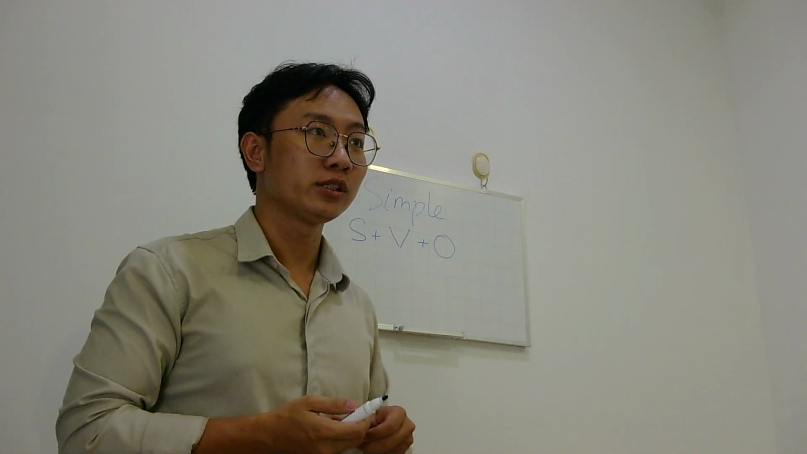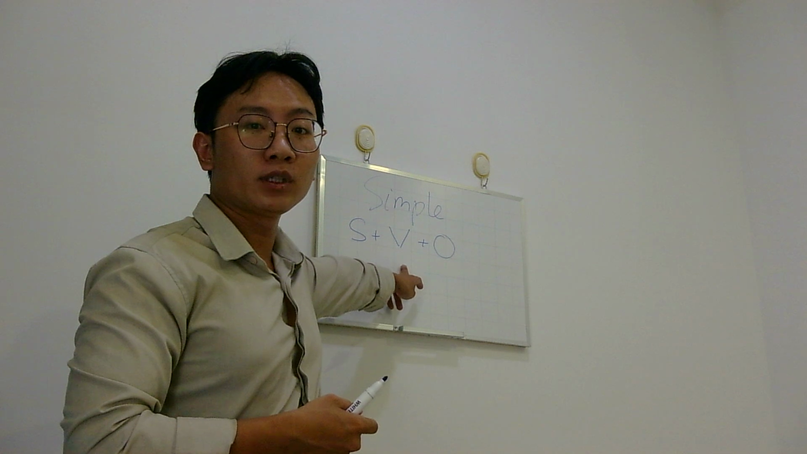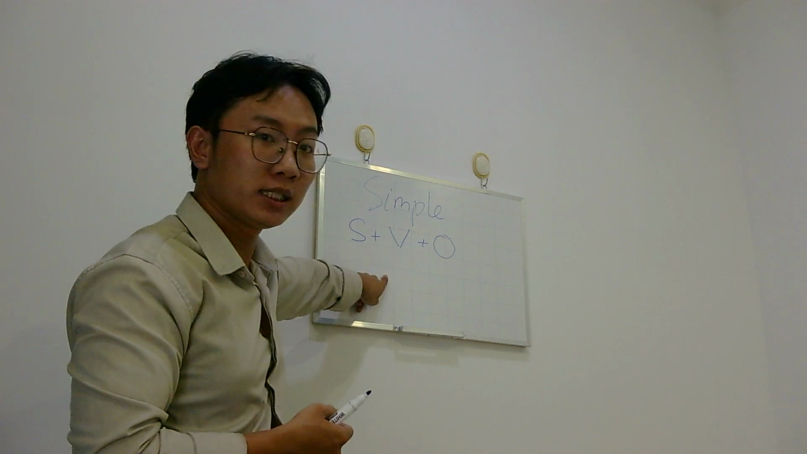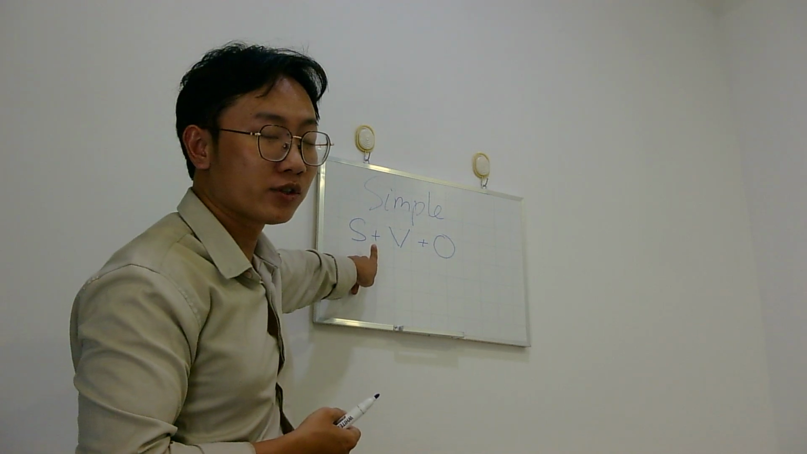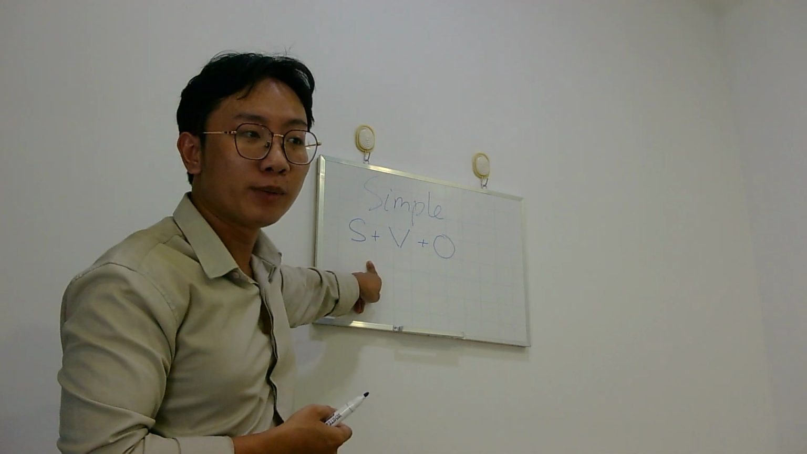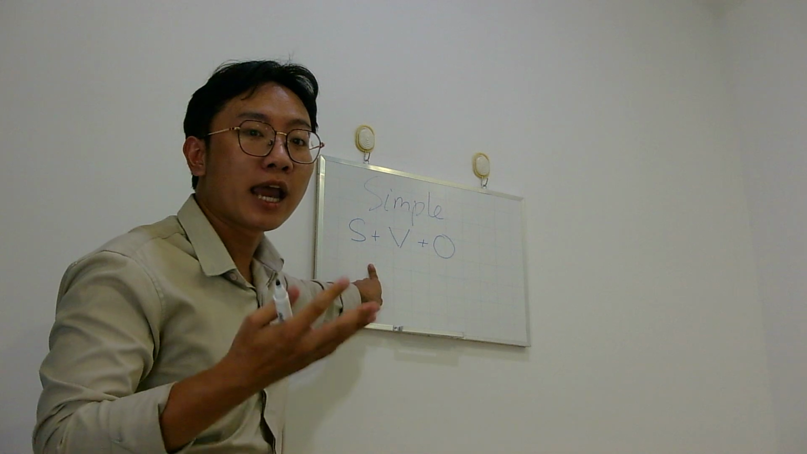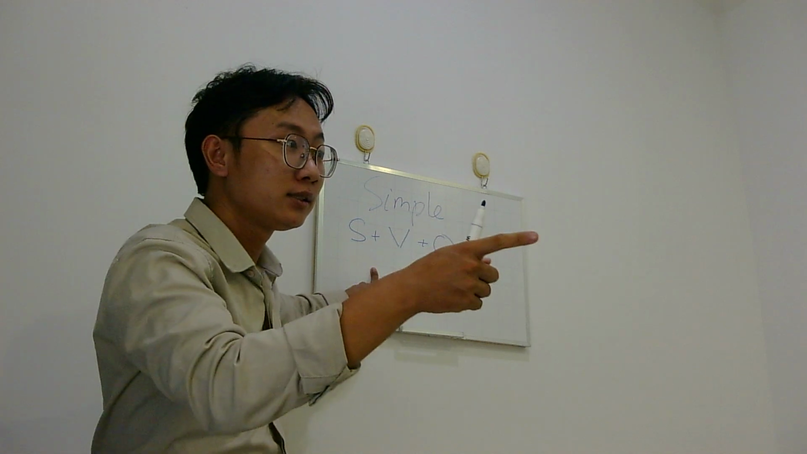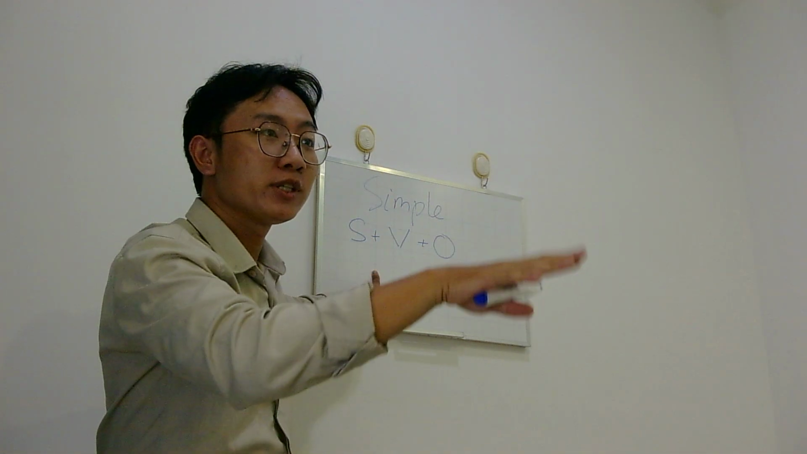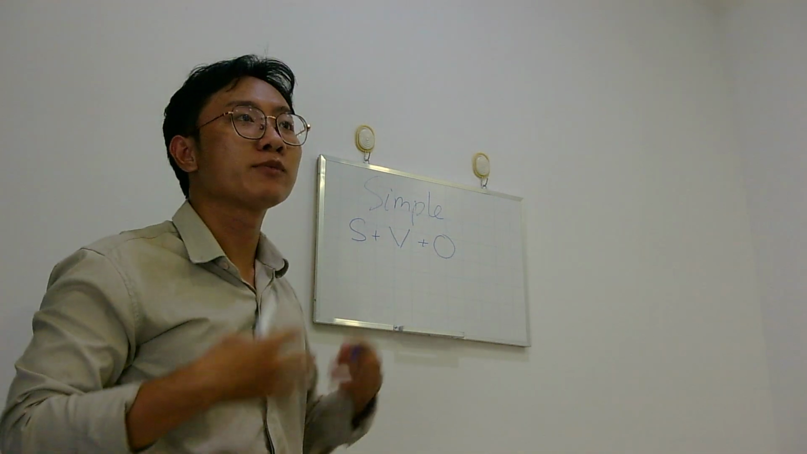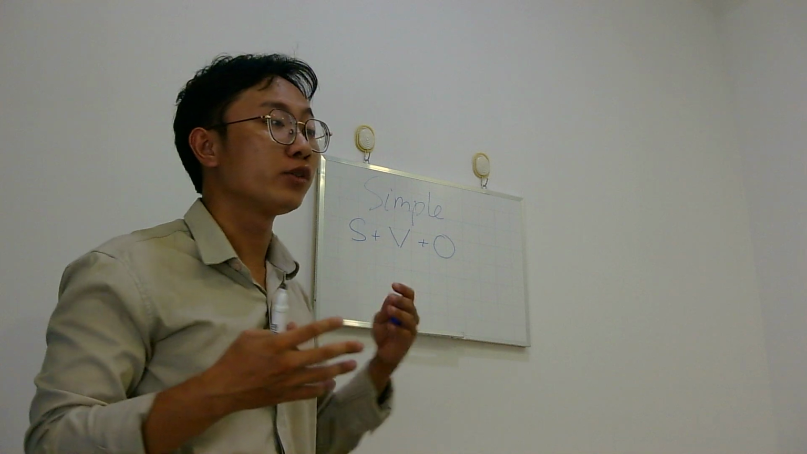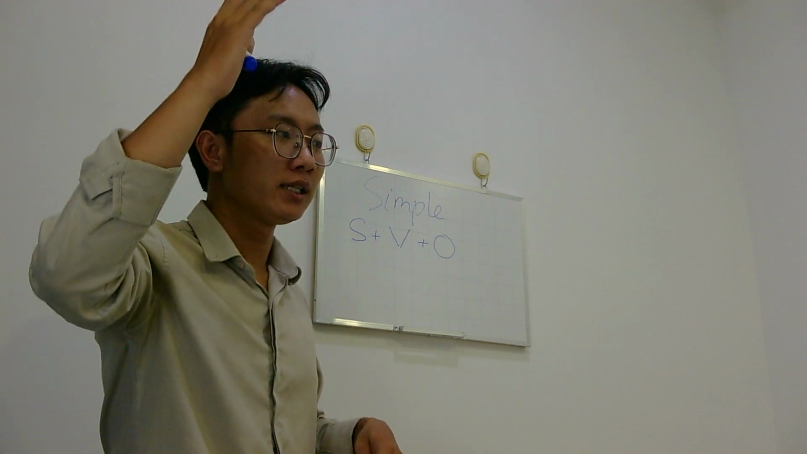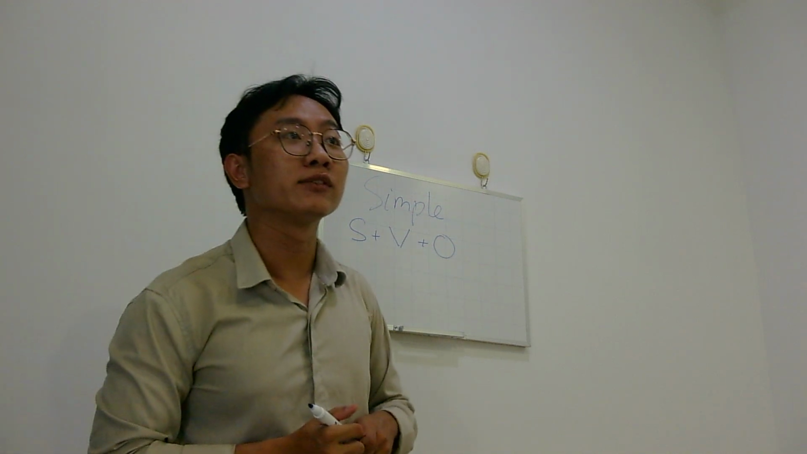And we have a verb, and this verb has to agree with the subject, depending on the tense. Today our tense is simple present. Am I too fast? If I'm speaking too fast or there is anything you don't know, just feel free to pause me, raise your hand, and then I'll slow down for you.